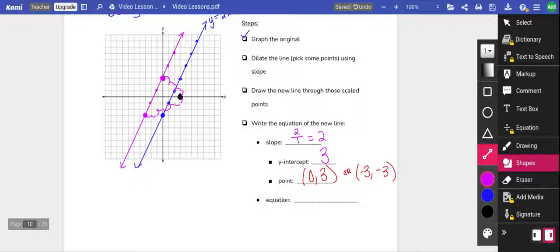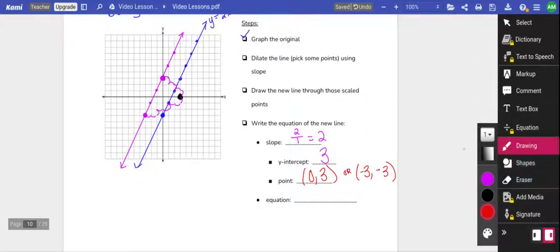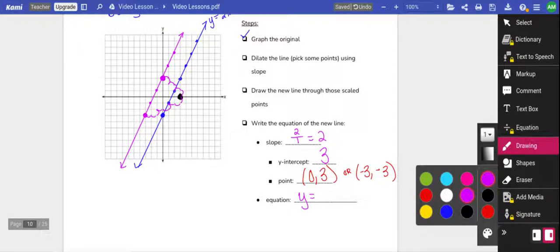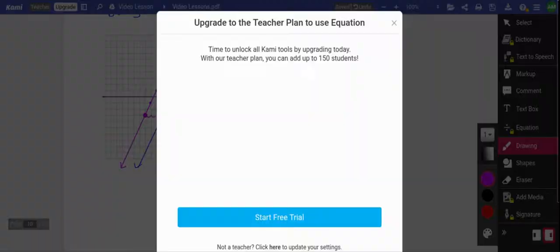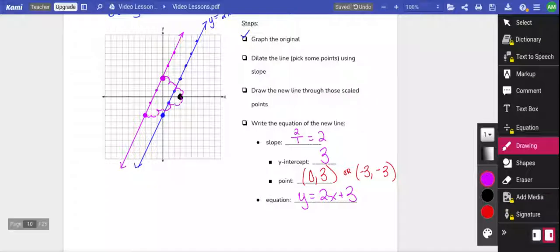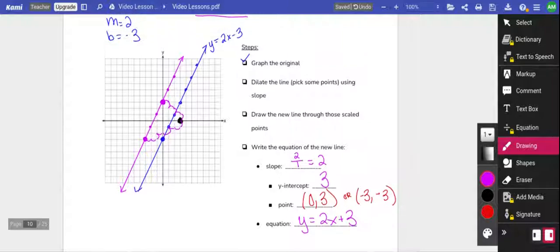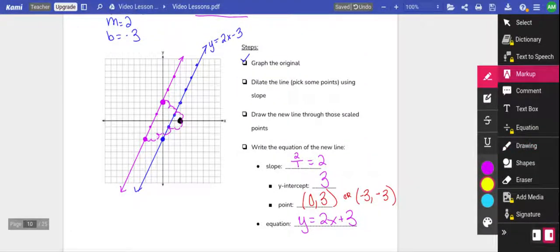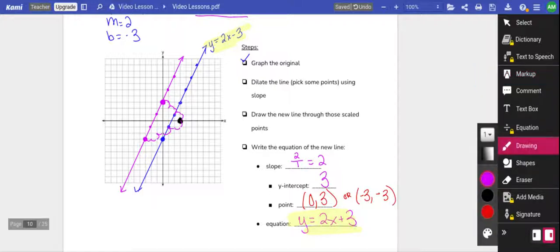And then we're going to write our equation. Y equals 2x plus 3. All right, again, we're going to look at our original line and our new line. And I want you to see if there's a relationship between the two equations.